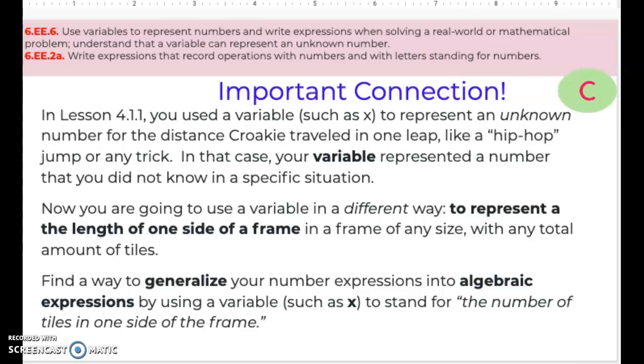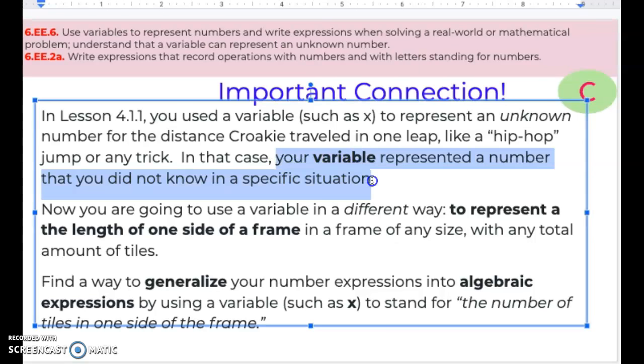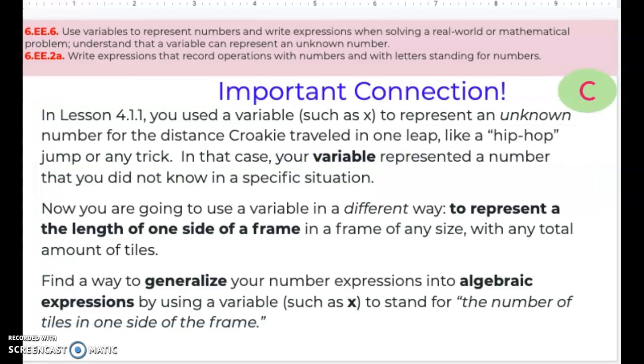As you read in the introduction slide, today's lesson is all about generalizing, or writing an expression and using a variable to represent a number that you did not know in a specific situation. Please pause this video and read this important connection slide to yourself.